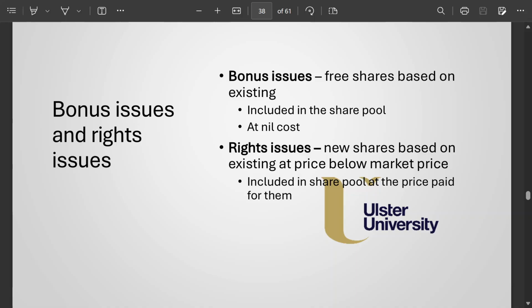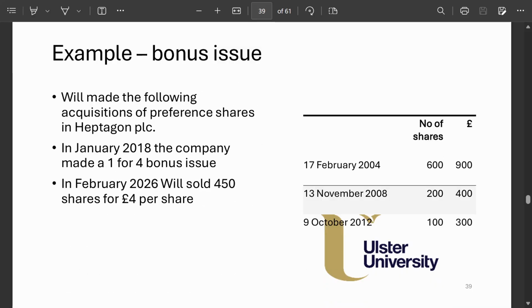And the rights issues are again issued, rights are given to existing shareholders. You get an opportunity to buy the shares at a favorable price. So this is called a rights offer. Sometimes companies will make a rights offering, and they will give existing shareholders preferential pricing for buying new shares in the company. So with bonus issues and rights issues, in this case we will just include it at the price paid for them. So here's a bonus issue.